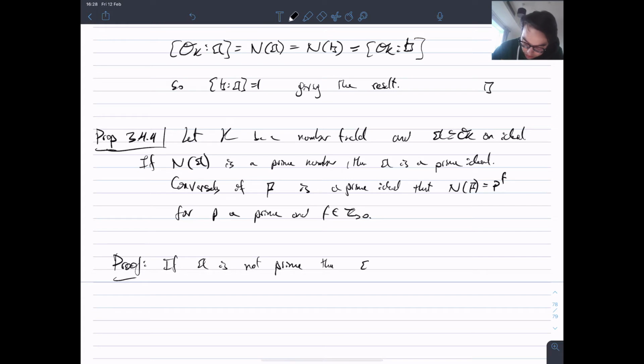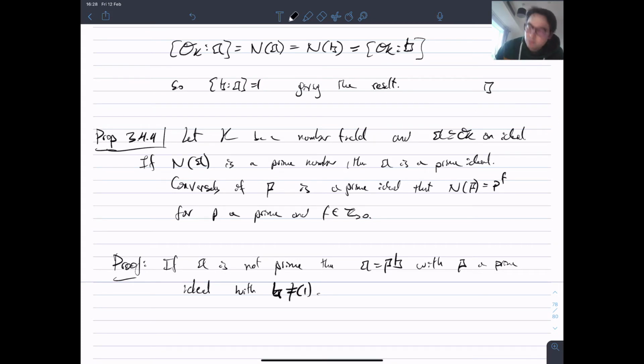Then write A equals P times B, with P a prime ideal. I can do this because I know that every ideal can be factored uniquely into prime ideals. So I can factor it like this, with B not being the whole ring, because I'm assuming that my ideal isn't prime.